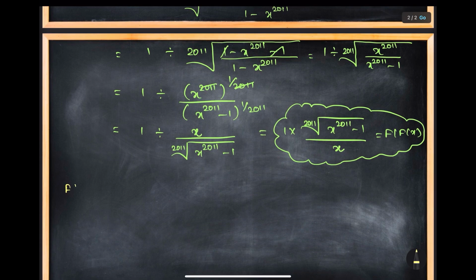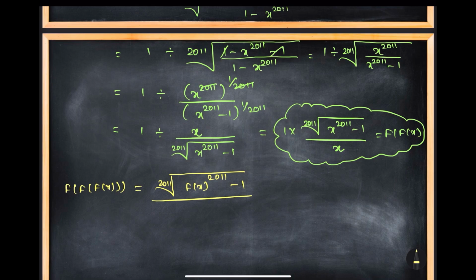So what is that? f of f of f of x, it is 3 times, right? So we can replace x over here with f of x, and still things will be the same. So it is the 2011th root of f of x to the power 2011 minus 1, divided by f of x. Please try these kind of questions. Don't feel frustrated while preparing for Advanced. These kind of questions are worth it.